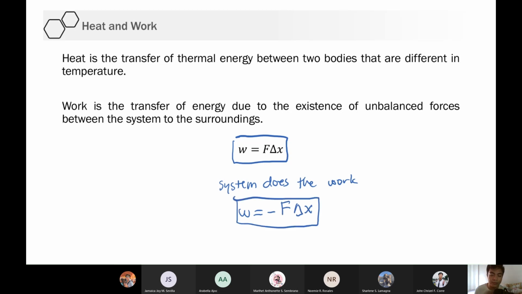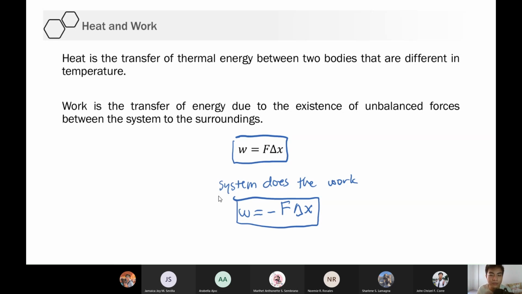So, yan. Ito talaga yung equation nun. But since in thermodynamics we are sensitive to whether the value is positive or negative, we have to indicate na negative ito if the system does the work. Okay?